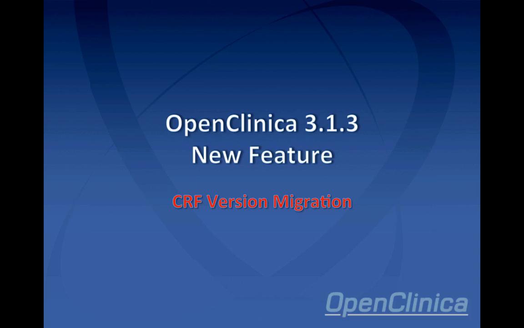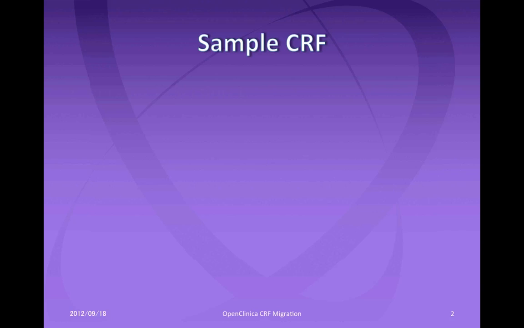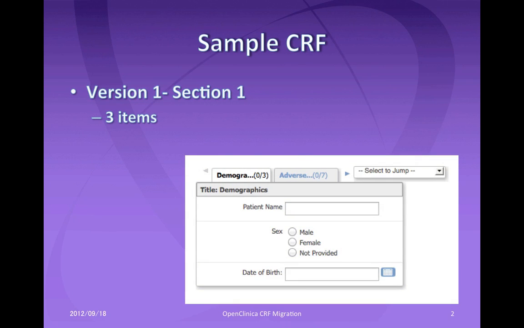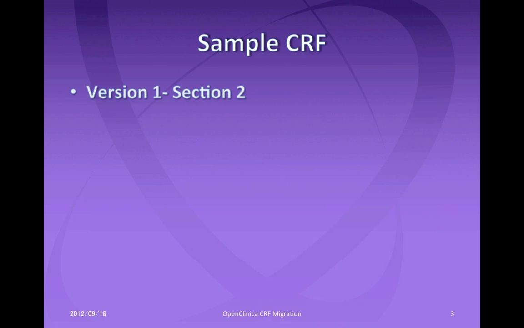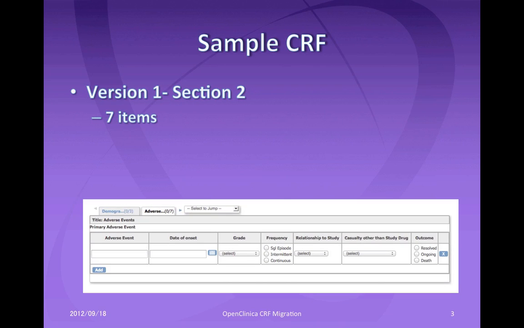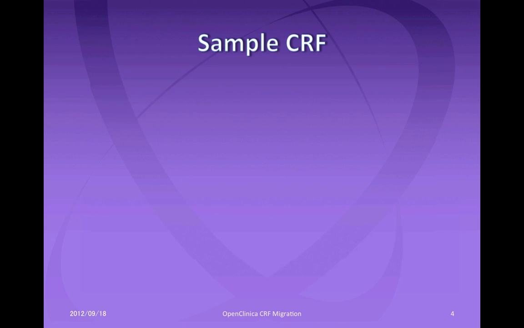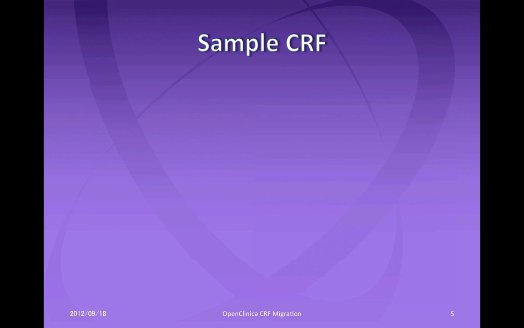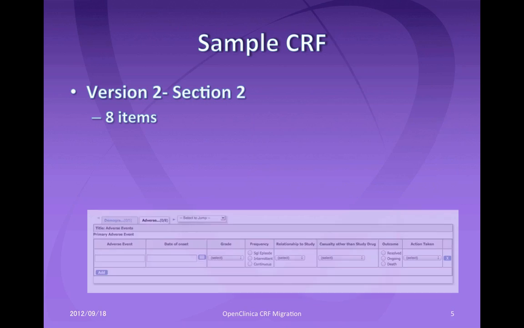I'm going to use a simple sample CRF. Let's take a look at it. Version 1, Section 1, 3 items. Very simple. Section 2 has 7 items. Version 2, Section 1, 5 items. 2 extra items now. Section 2 has 8 items.